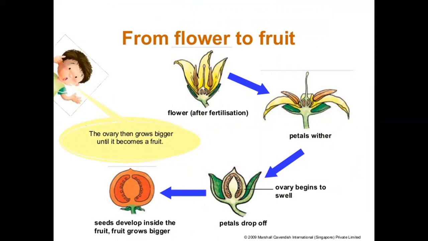This is a flower after fertilization. The sepals, stamens, as well as the petals are going to wither or shed off. Then the ovary begins to swell. Then it is going to be ripened. Petals drop off, seeds develop inside the fruit, and the fruit grows bigger. So the ovary grows bigger until it becomes a fruit.